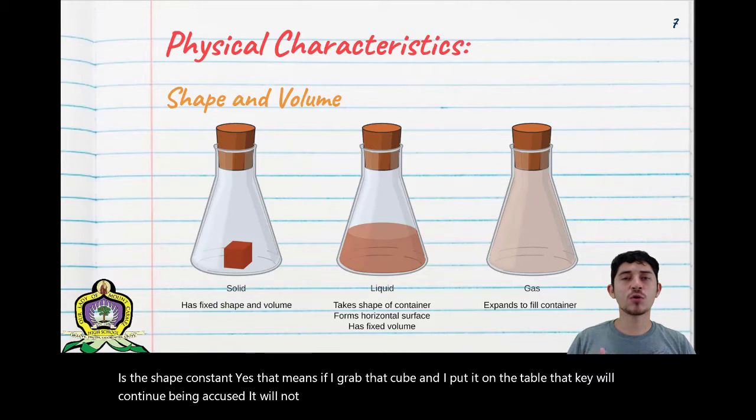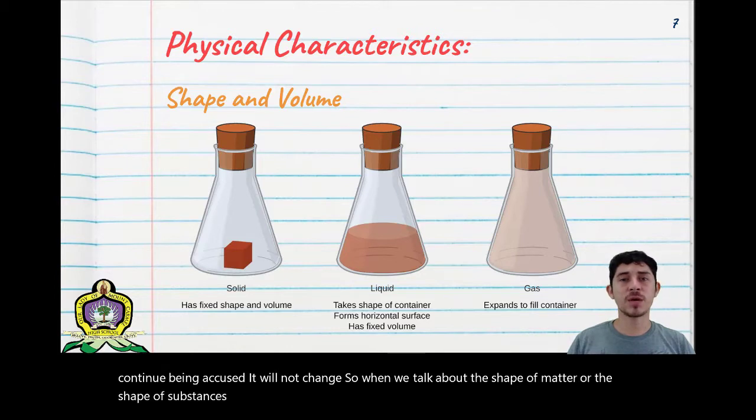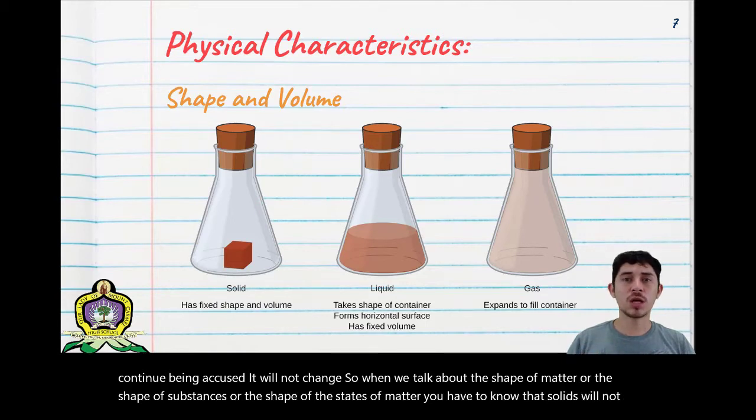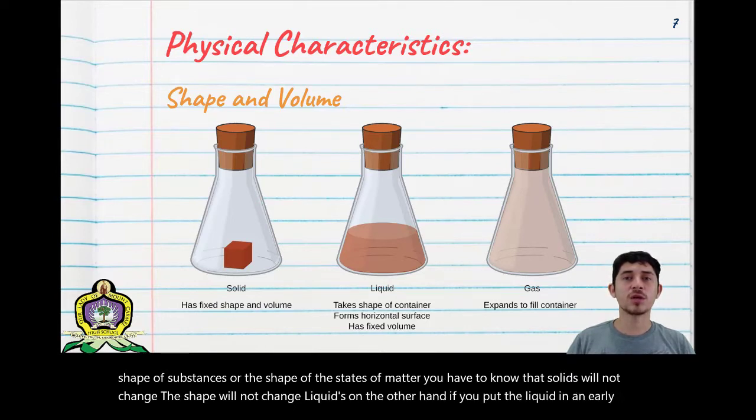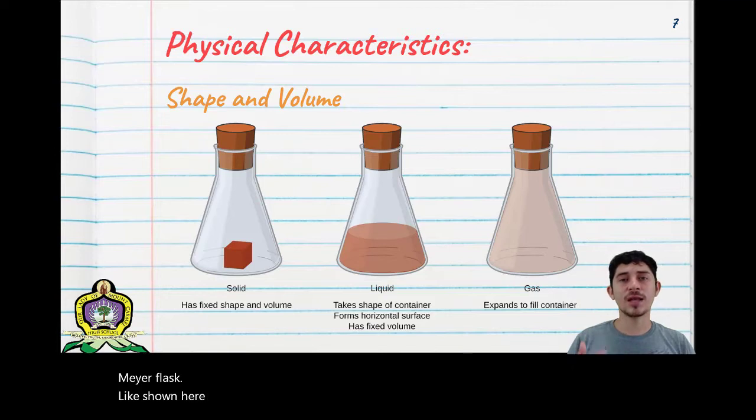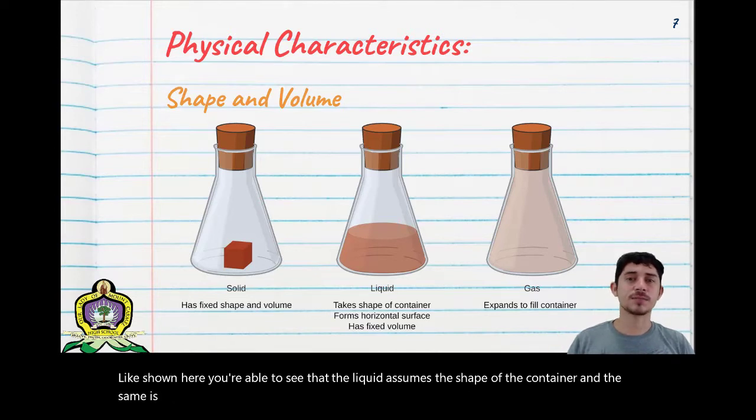So when we talk about the shape of matter, or the shape of substances, or the shape of the states of matter, you have to know that solids will not change. The shape will not change. Liquids, on the other hand, if you put the liquid in an Erlenmeyer flask, like shown here, you're able to see that the liquid assumes the shape of the container, and the same is true with gas.